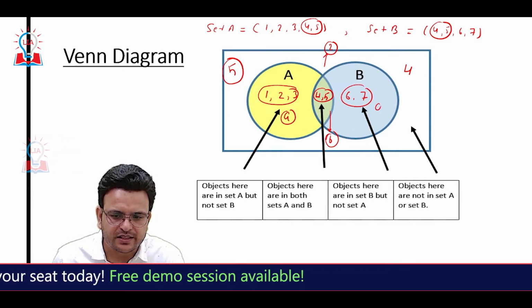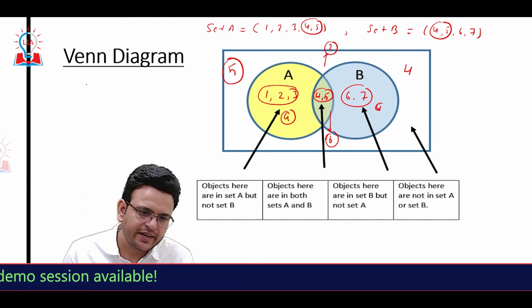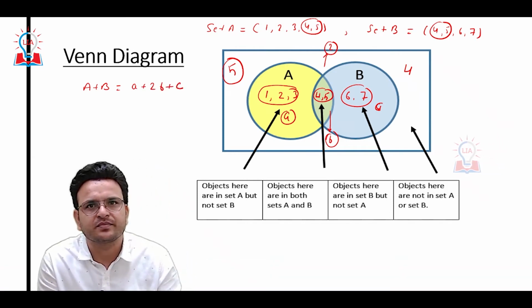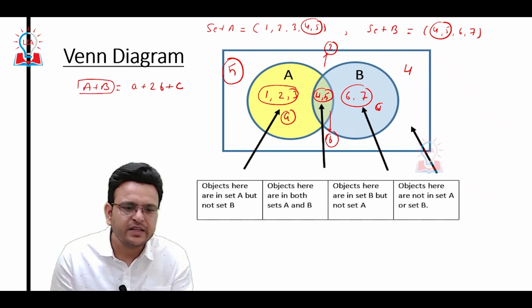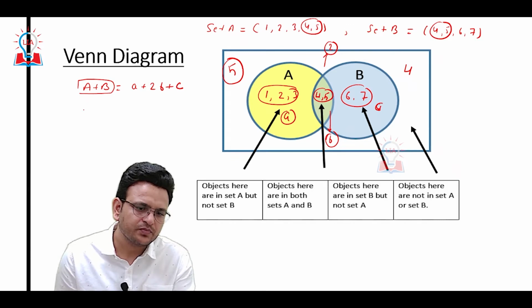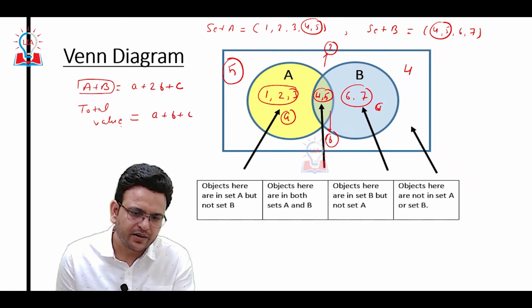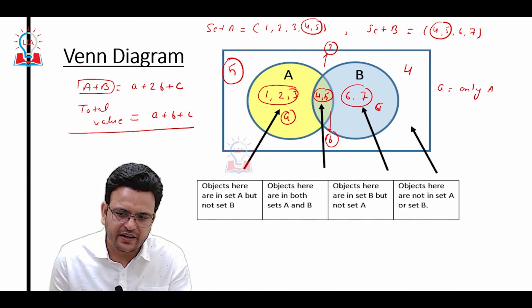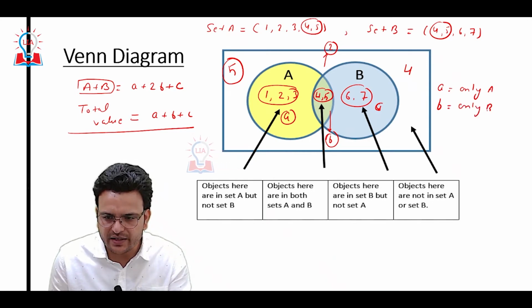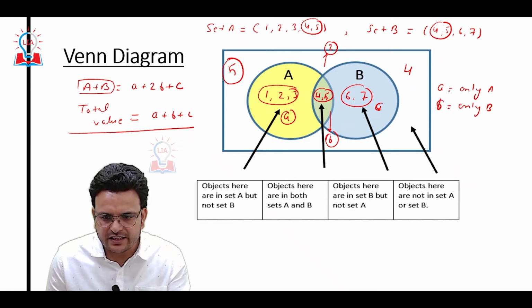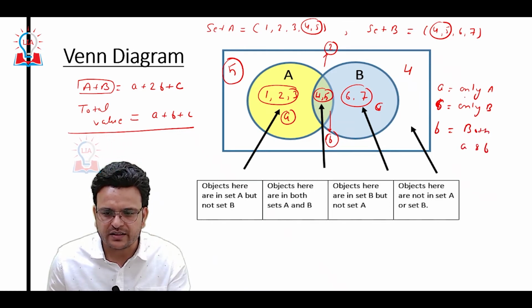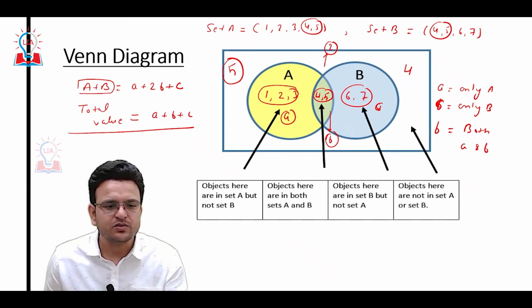Okay, so we can say that A plus B will be A plus 2B plus C, and the total value will be equal to A plus B plus C. So here A is equal to only A, B is equal to only B, and C is equal to both A and B. Just try to understand these common things of the Venn diagram.